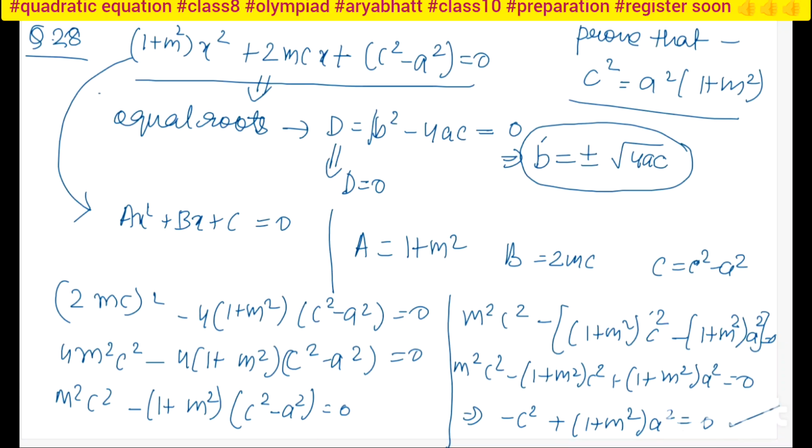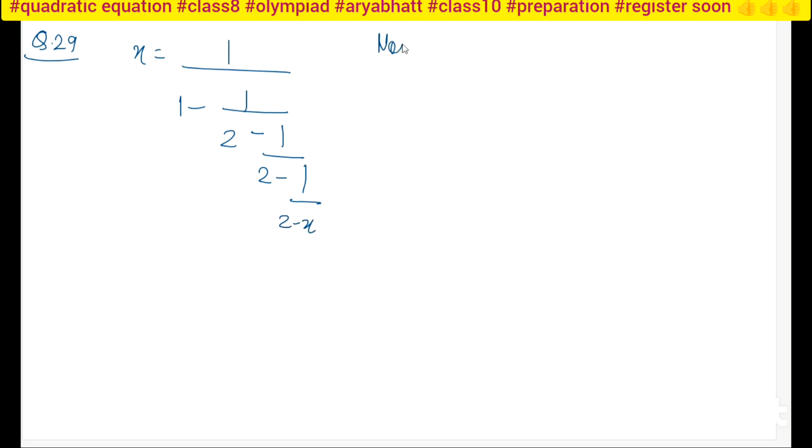So note it down fast. Question number 29 is in this form: x is equal to 1 upon 1 minus 1 upon 2 minus 1 upon 2 minus x, and this is very complex. Now let y be equal to 1 upon 2 minus x. Again this thing is repeating here.